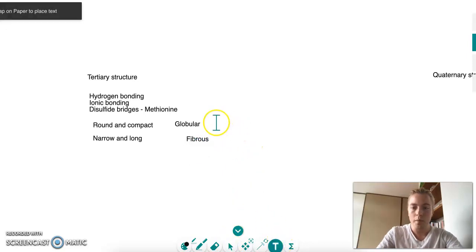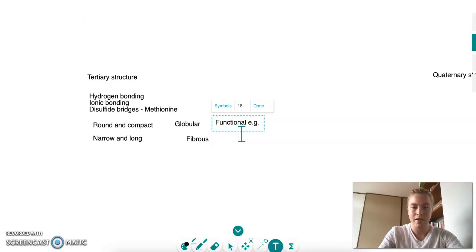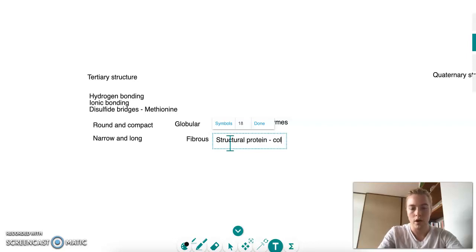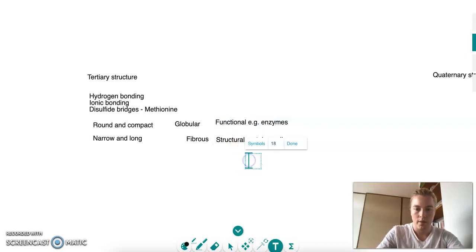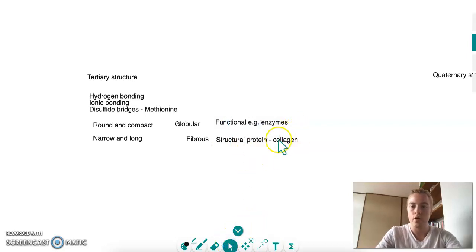So a globular protein will be a functional protein, and examples of those are things like enzymes, whereas a fibrous protein will be a structural protein. And an example of that would be collagen, which is important as collagen is structural in that it helps keep our skin taut, whilst obviously things like enzymes help speed up reactions.